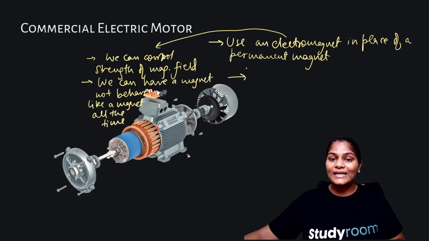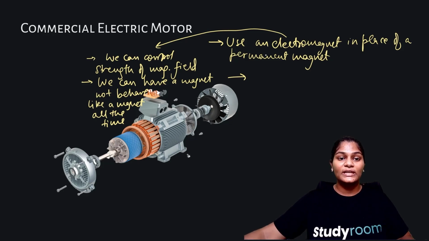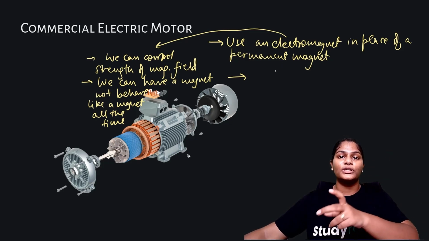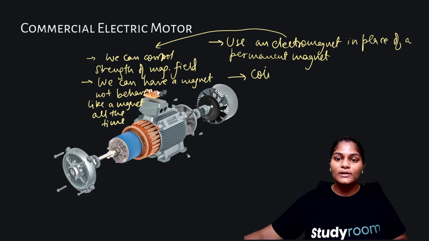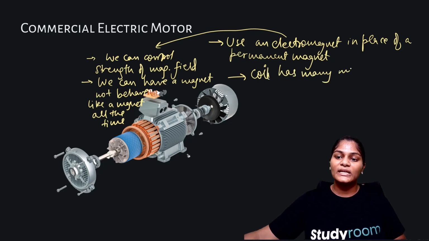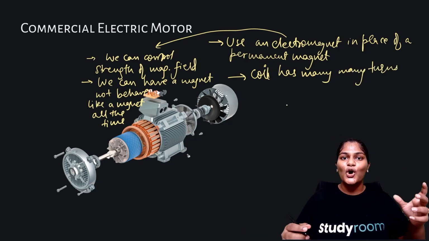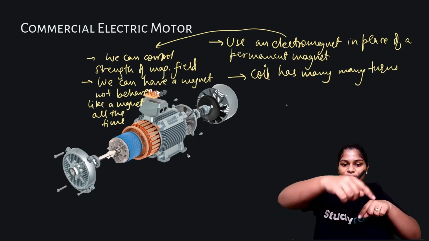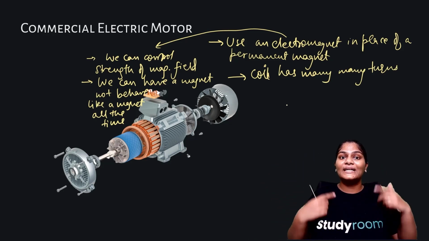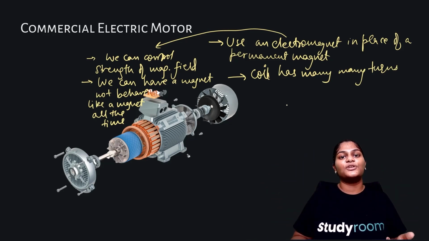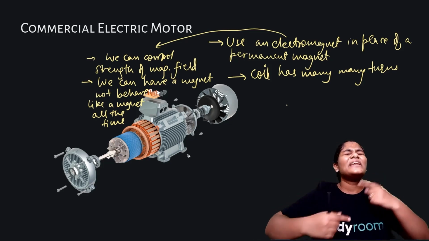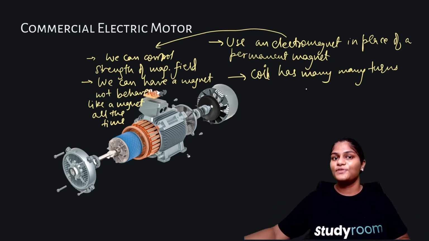Okay, the second thing that is different in a commercial electric motor is that the coil has many turns. The coil ABCD that you saw had just one single turn, right? It just went around once. But in a commercial electric motor, that coil has many turns.